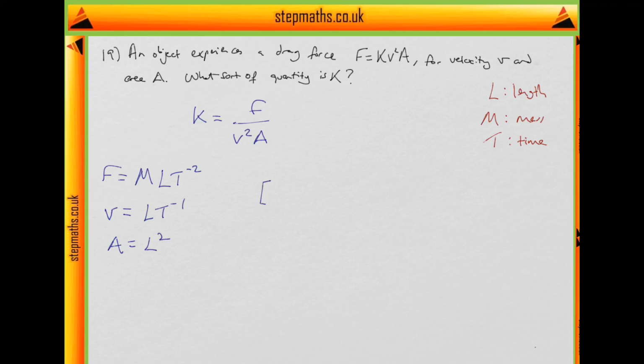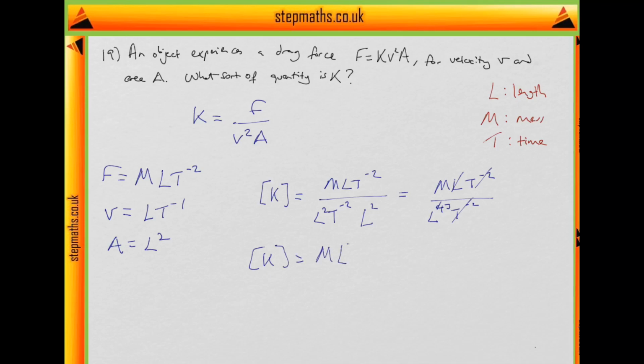notate the dimensions. So the dimensions of k are, well, the dimensions of force are mass, length, time to the minus 2, over, well, v squared, so that's L squared t to the minus 2, and then a, L squared. Well, that's equal to mL t to the minus 2 over L to the 4 t to the minus 2. So these cancel. This cancels, sending that to a 3. And that gives us that the dimensions of k are equal to mass and length to the minus 3.